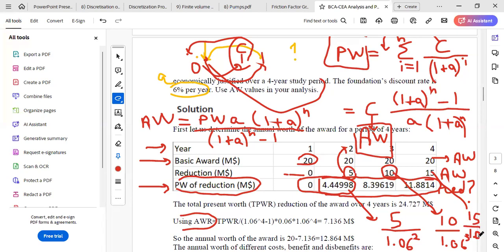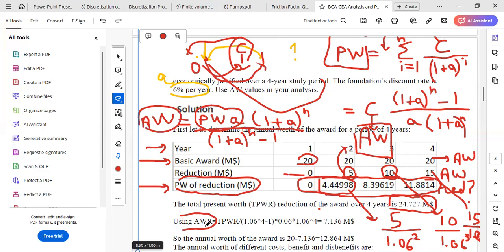Okay. And now I am able to get the net value of present worth reduction. So if I do the summation of these numbers, I get that in total, the total present worth reduction of the award over 4 years is $24.727 million. Okay, so now if you want, it's like I converted it to an equivalent reduction of investment at year 0. Okay, so now I am able to compute what will be the annual worth rate for this total reduction. So the annual worth value of reduction will be computed by just using the formula here.